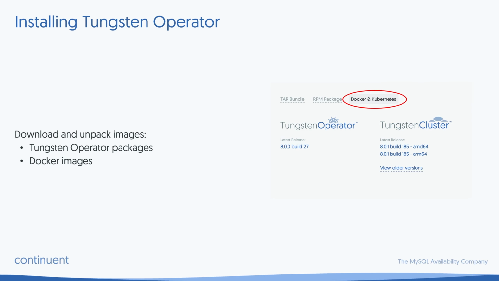So what do we do in terms of installing? Well, first of all, you need to actually download and unpack the images. There are two sets of images and packages that you need. First will be the Tungsten Operator packages, and then there'll be the actual Docker images themselves.